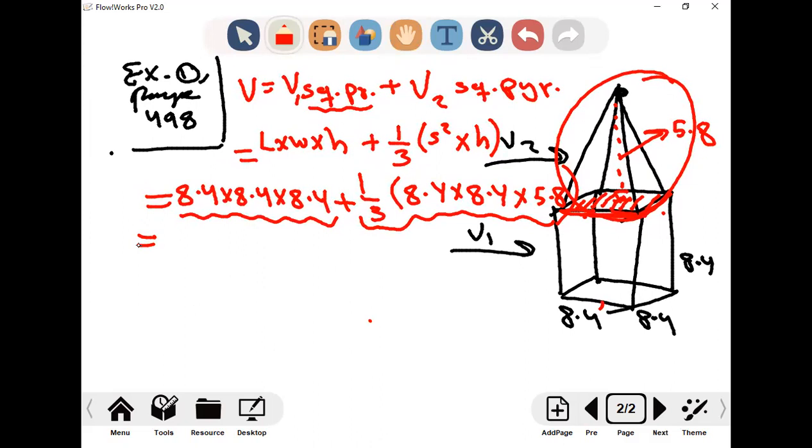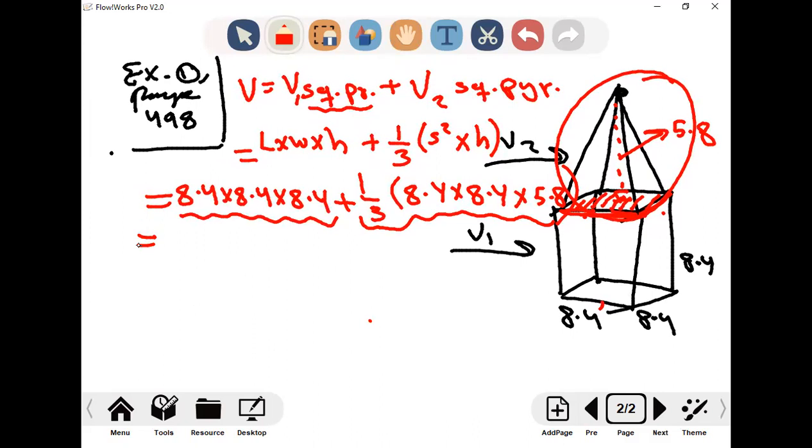Now in the book, they found this volume alone and this volume alone, right? Then at the end, they add them. You can use this strategy. It's okay. I didn't ask you.